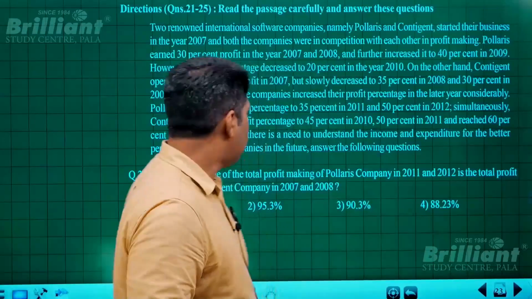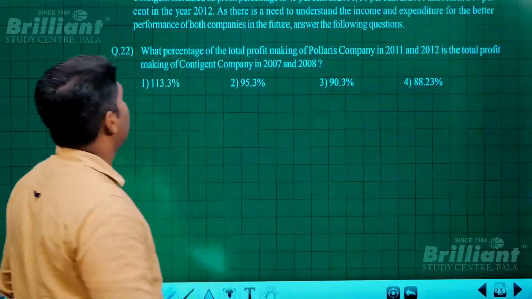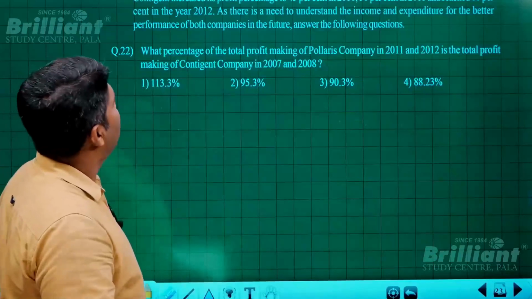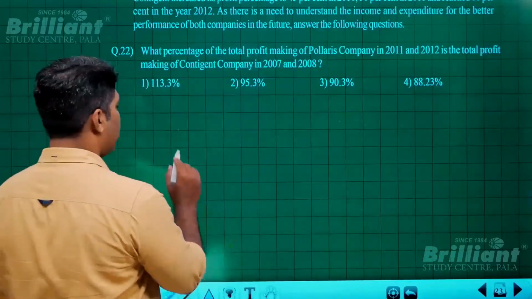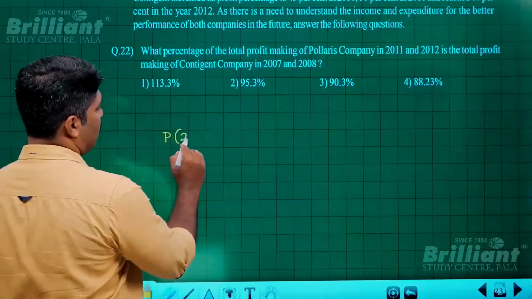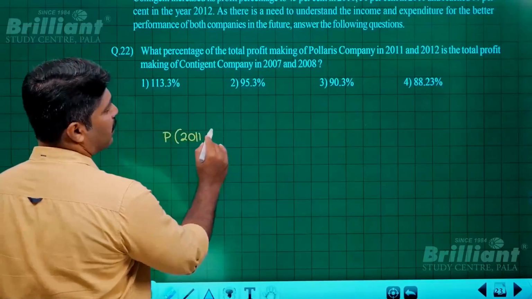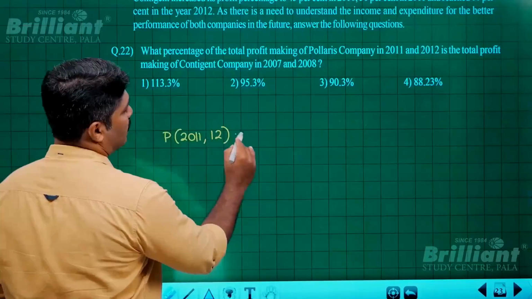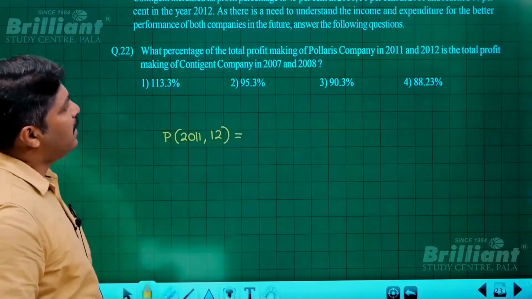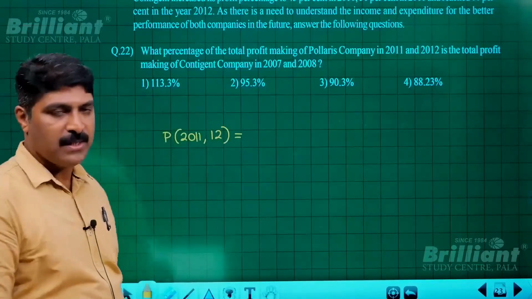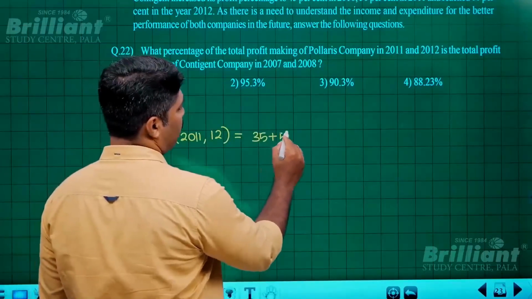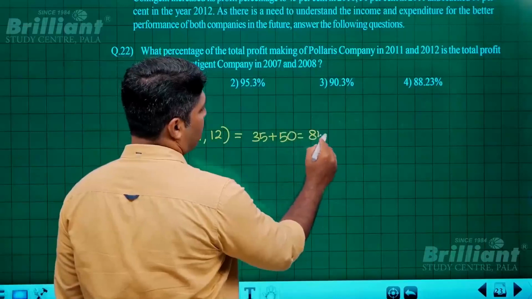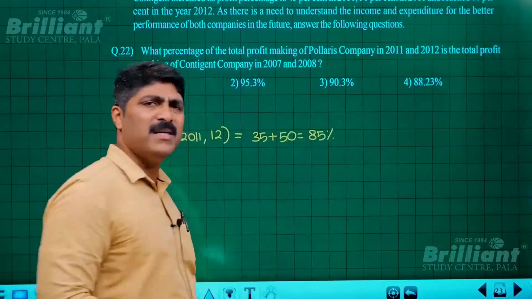Here, the second question we are considering: what percentage of the total profit making of Polaris company in 2011 and 2012. So here we just consider 2011 and 2012. What is the profit percentage made by Polaris company from the earlier data? Those values are 35 and 50, which is equal to 85%. Got it? These are the percentage values.